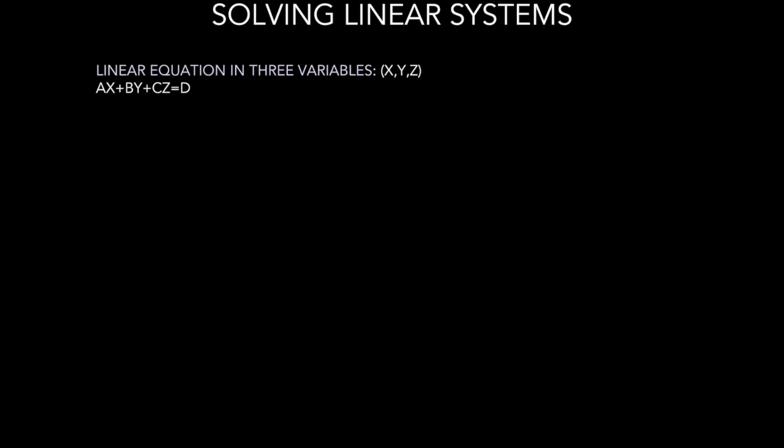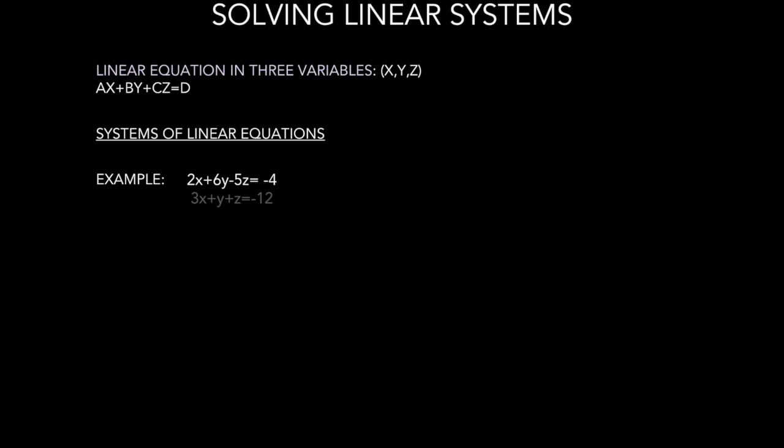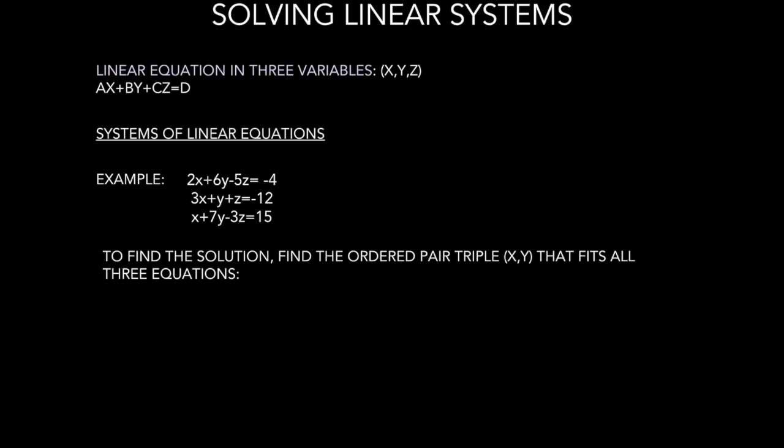Linear equations in 3 variables, x, y, and z, are written in the form ax plus by plus cz equals d. Systems of linear equations are like the one shown here, with multiple equations that all share the same x, y, and z values. To find the solution, find the ordered triple, x, y, and z, that fits all 3 equations.